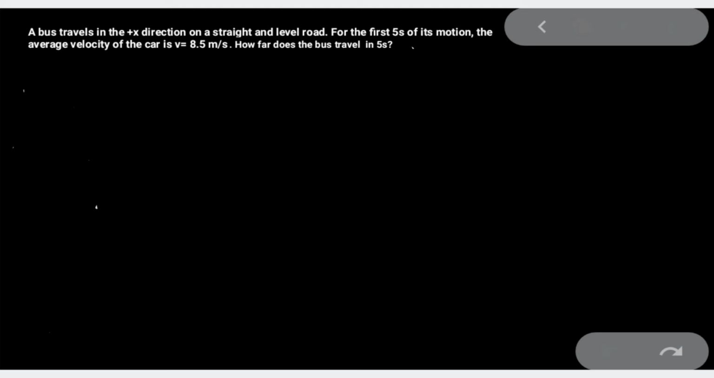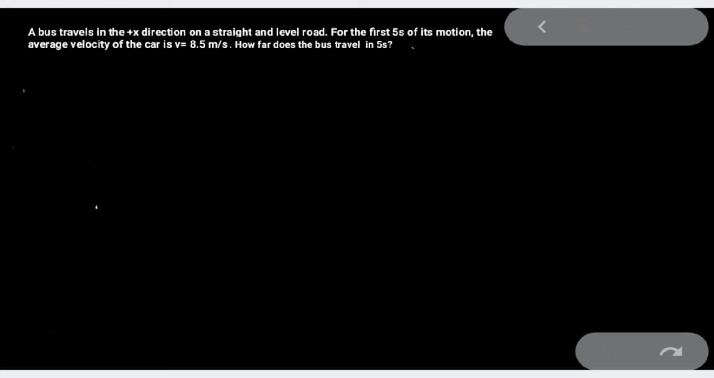A bus travels in the positive x direction on a straight and level road. For the first 5 seconds of its motion, the average velocity of the bus is 8.5 meters per second. How far does the bus travel in 5 seconds?